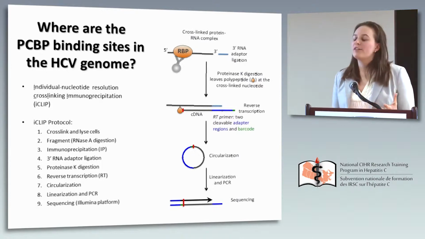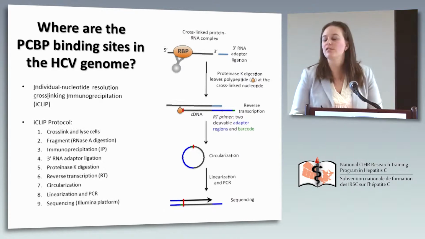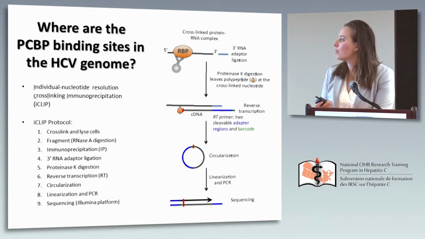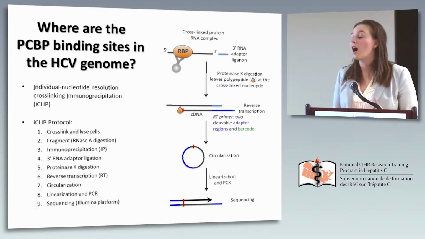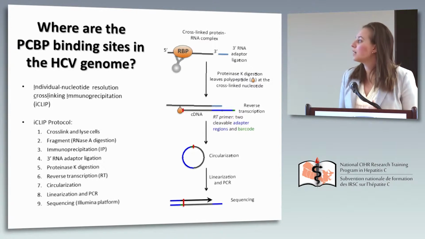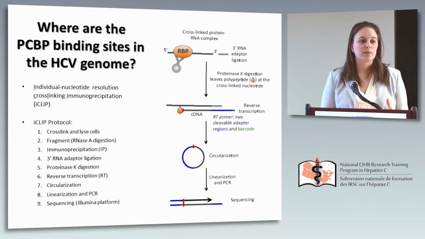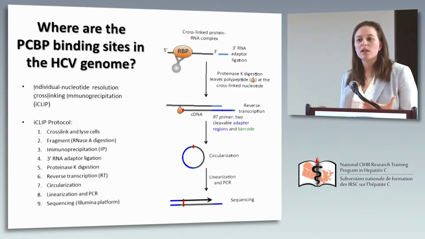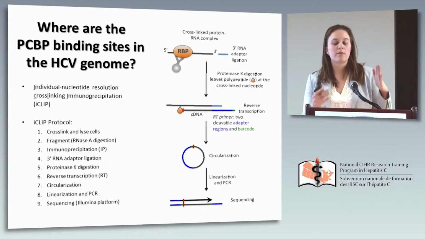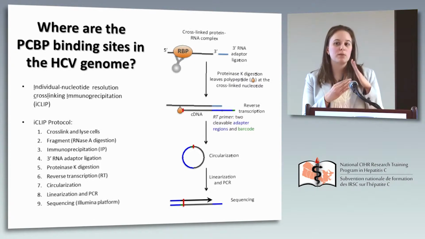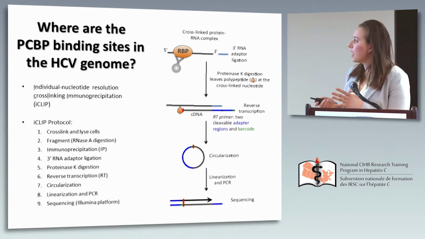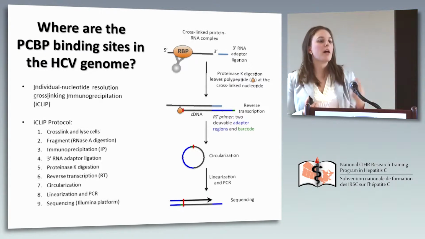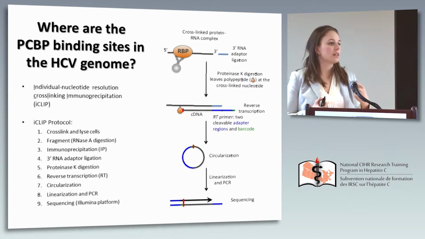So how do we identify the PCBP binding sites in the HCV genome? We used a pretty new and powerful approach to study protein-RNA interaction. It's called iCLIP, individual nucleotide resolution cross-linking immunoprecipitation. Essentially, we cross-link the cells, and this causes a cross-link between the protein and the RNA. Then we fragment the RNA, and we pull down the poly-RC binding protein and whatever RNA is stuck to it.